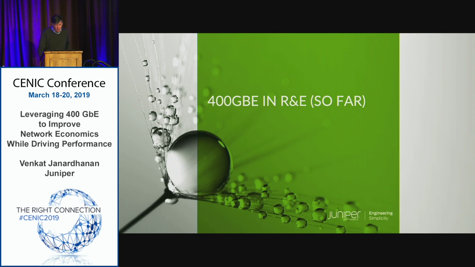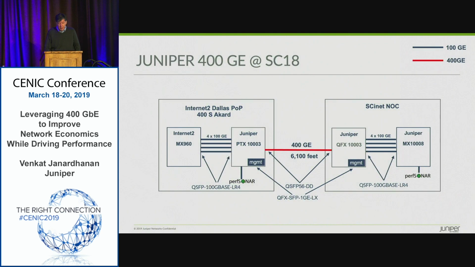Beautiful, thank you. What's going on in R&E so far with 400 gig? We did a demo at Supercomputing 18, and we're working with Internet2 and LEARN on this, and these guys were great, and also the people at CENIC. There's an Internet2 MX960 at 400 South Akard Street. It's basically a point of presence, about a mile away from the convention center in Dallas.